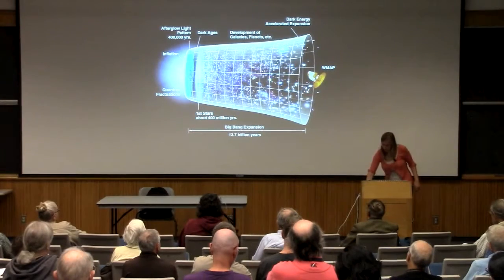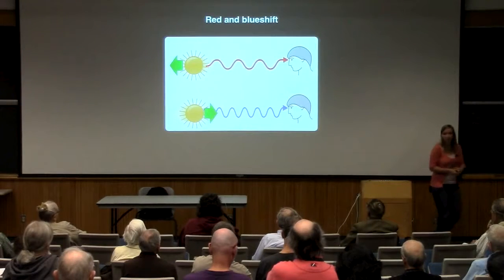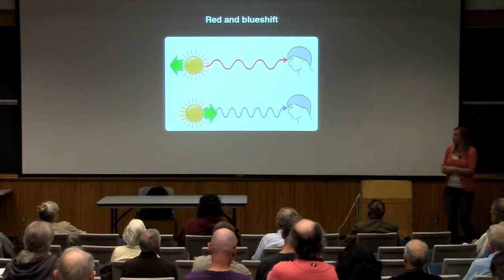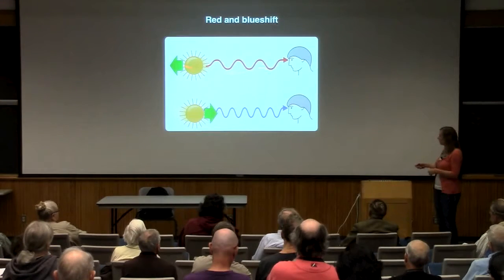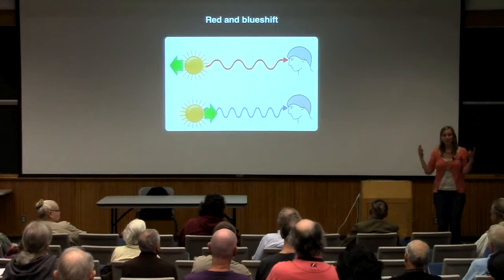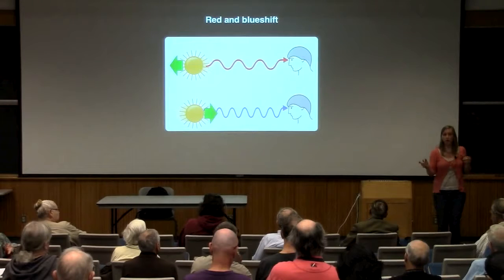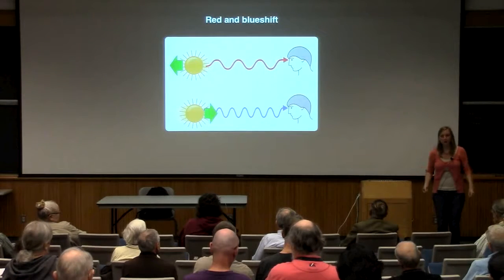So another thing that helps us is that we can actually determine that from the light. If an object, a galaxy for example, is moving away from us, as you can see here, the radiation or the photons or the light that's coming towards us will be altered in wavelength. If something comes towards us, it becomes bluer. If something moves away from us, it becomes redder.